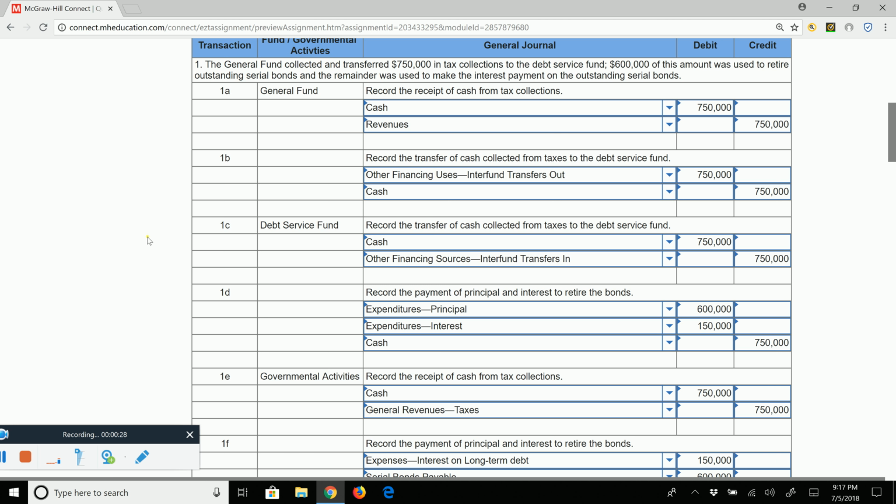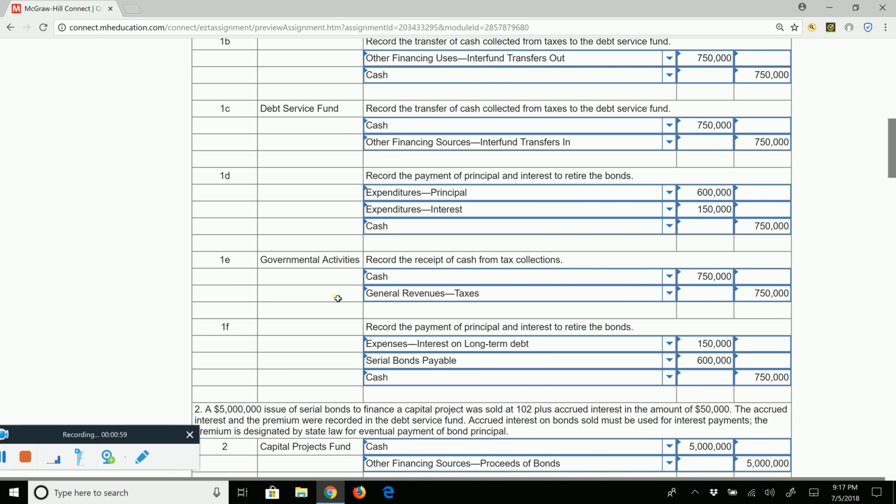The general fund collected and transferred $750,000 in tax collections to the debt service fund. Of that amount, $600,000 was used to retire principal amounts of the bonds, and the remainder was used to pay interest. So basically, the general fund is collecting tax money, so debit cash, credit revenue. Now, if we go all the way down to 1E, the corresponding journal entry in the government-wide is debit cash and credit. And remember, all taxes are general revenues.